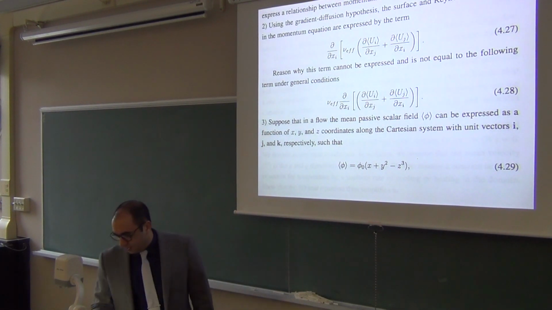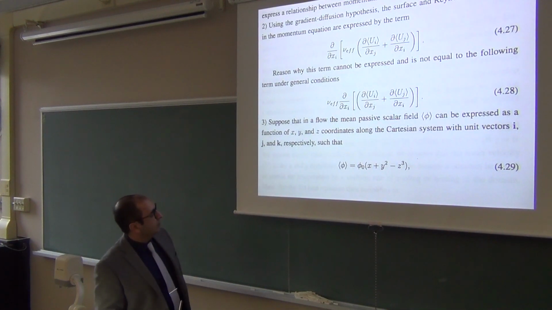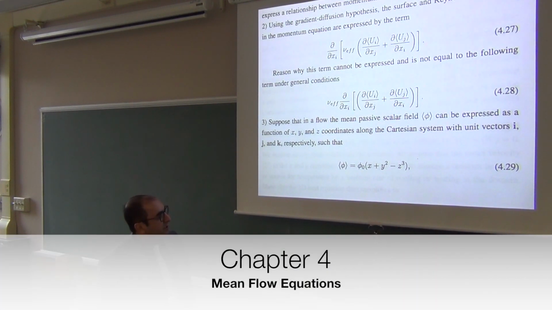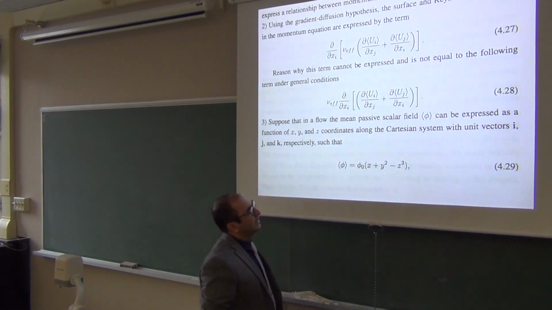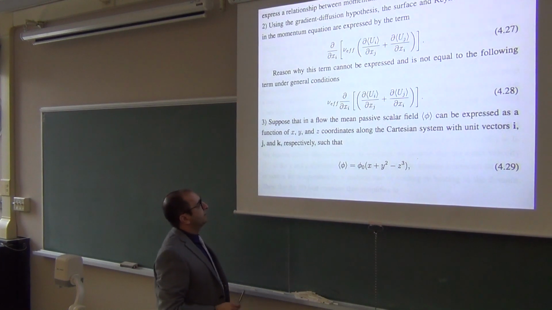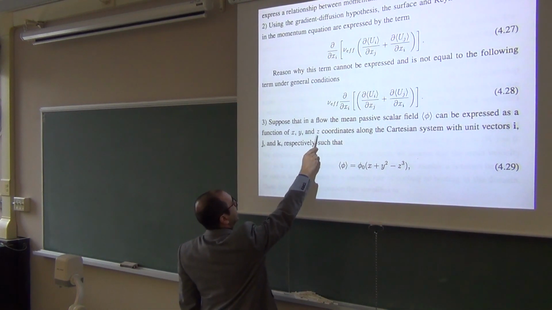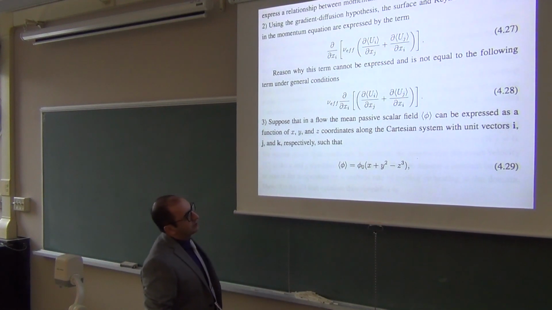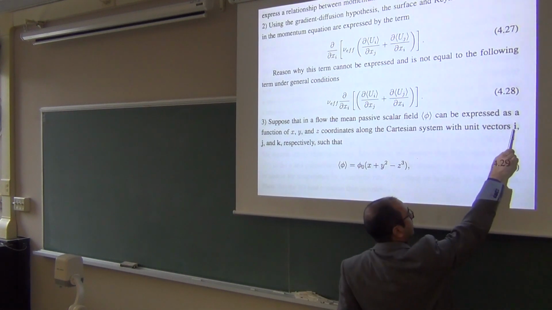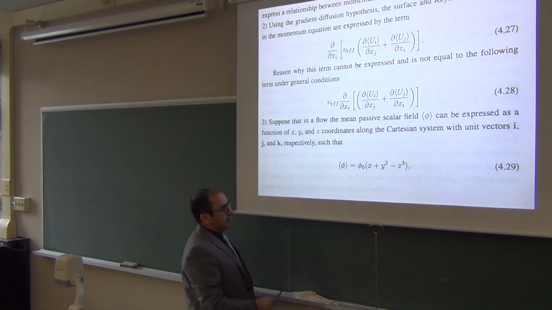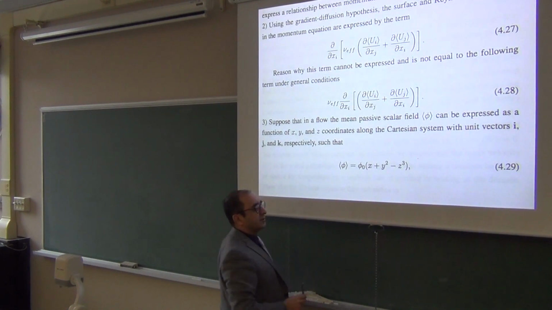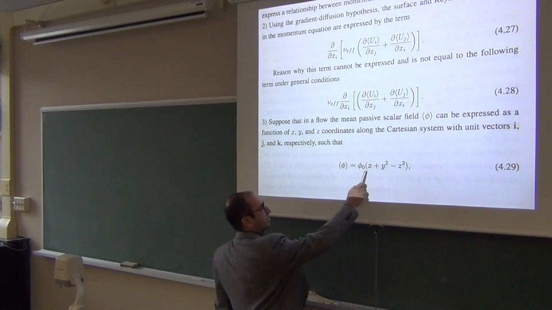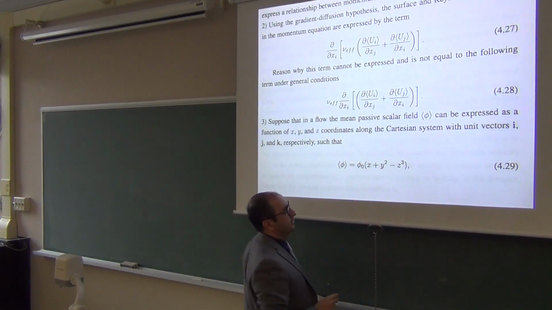So I want to solve exercise number 3 for you. Suppose that in a flow, the mean passive scalar, angle brackets phi, can be expressed as a function of 3 coordinates x, y, and z along the Cartesian system with unit vectors i, j, and k. So be careful, this is a unit vector, i, j, and k, so that the mean passive scalar can be expressed as a function of the coordinates. Right? With x plus y squared minus z cubed.